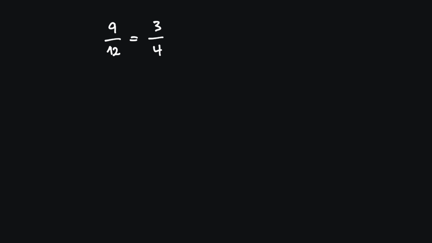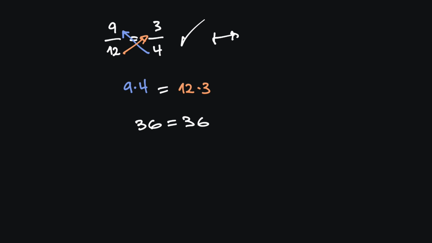All right? And we check again and we multiply 9 times 4. 9 times 4 must be equal to the multiplication of the extremes, 12 times 3. But we know that 9 times 4 is 36. We know that 12 times 3 is 36. So, oh wow, yes, this is a proportion. All right? So that's how we check.